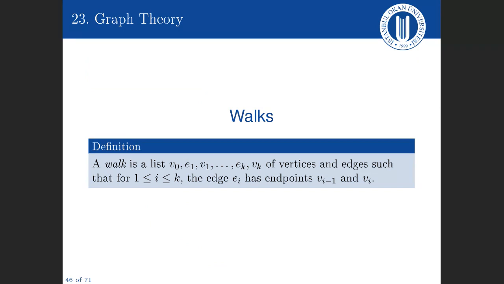A big part of graph theory is the idea of walks. What is a walk? A walk is a list like this, V0, E1, V1, E2, etc., ending at Ek, Vk. This is a list of vertex, edge, vertex, edge, vertex, edge, vertex, edge, ending in vertex. And it needs to satisfy the rule that the edge Ei must connect V(i-1) and Vi. So in other words, if we have V0 and V1, edge E1 must connect V0 to V1. Edge E2, the next one in the list, must connect V1 to V2, etc.